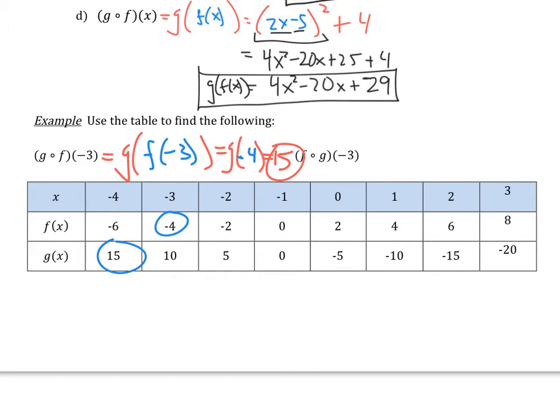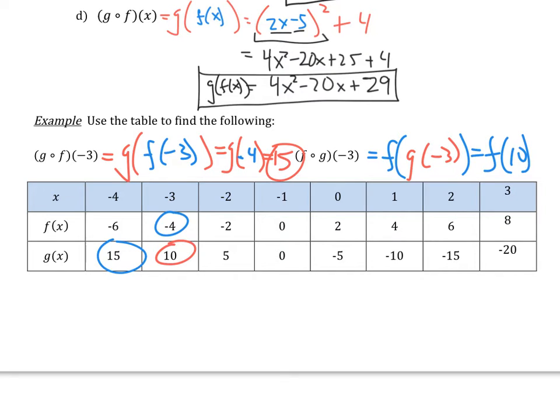Okay. Now let's compose the other way. So f of g of x, or in this case, f of g of negative 3. Let's see what that's worth. Well, here we're going to work from the inside out. G of negative 3, so when we plug negative 3 into g, we get 10. So now we're looking for f of 10.